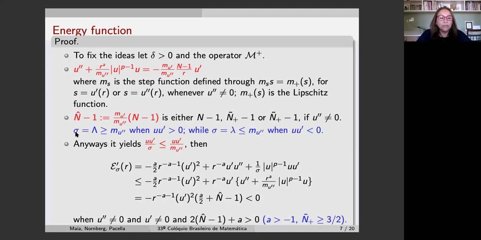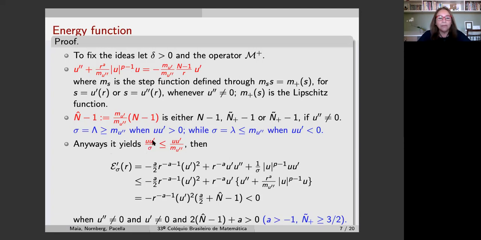Anyways, when we took sigma equal to big lambda, this is going to be bigger than or equal to M of u double prime when u times u prime is positive. This is just a matter of computation in the expression of the equation. And sigma equal to small lambda is less than or equal to M of u double prime if u times u prime is negative. Again, going to the equation, you can see this inequality. But in either case, we have this inequality.